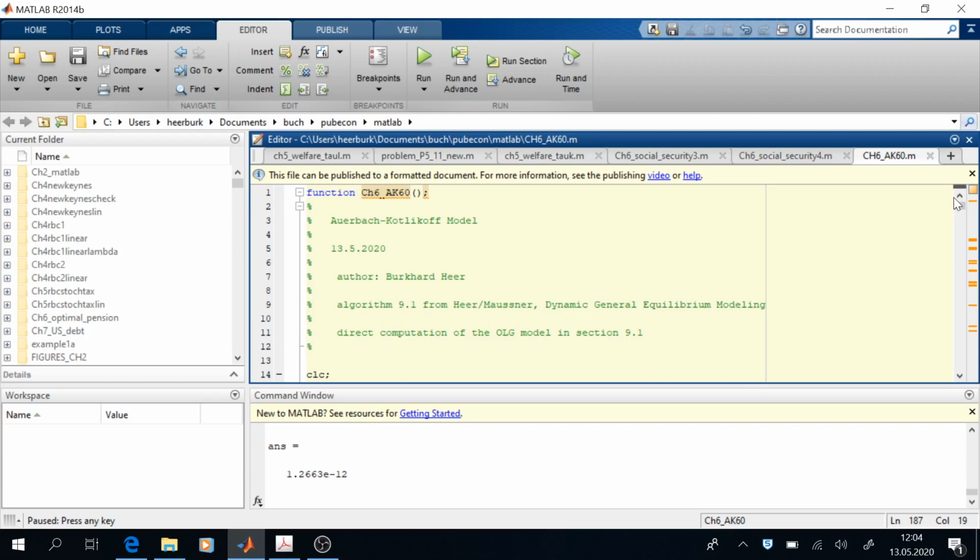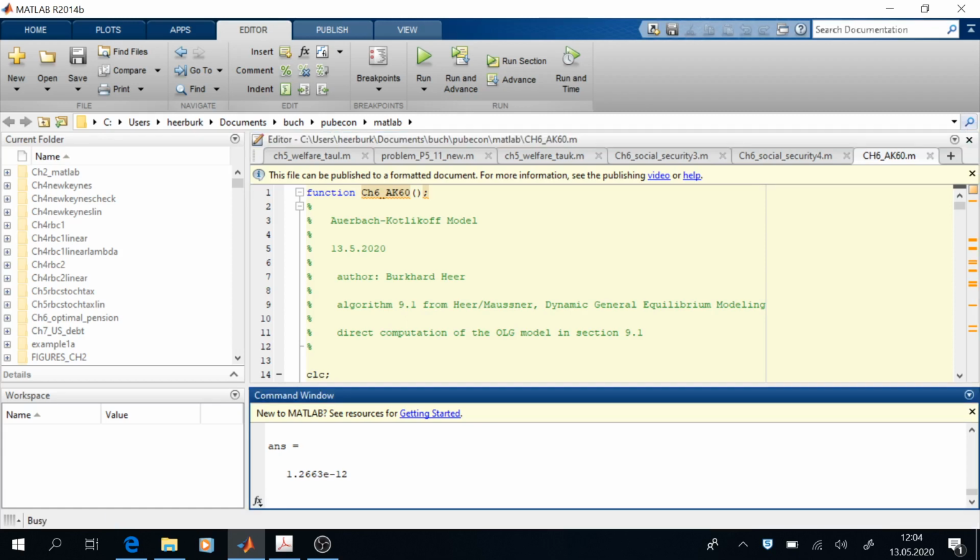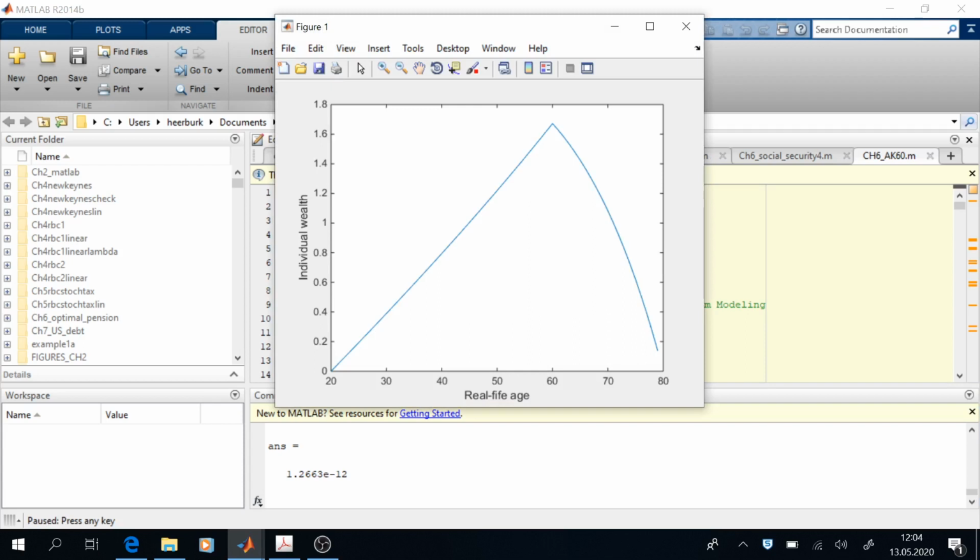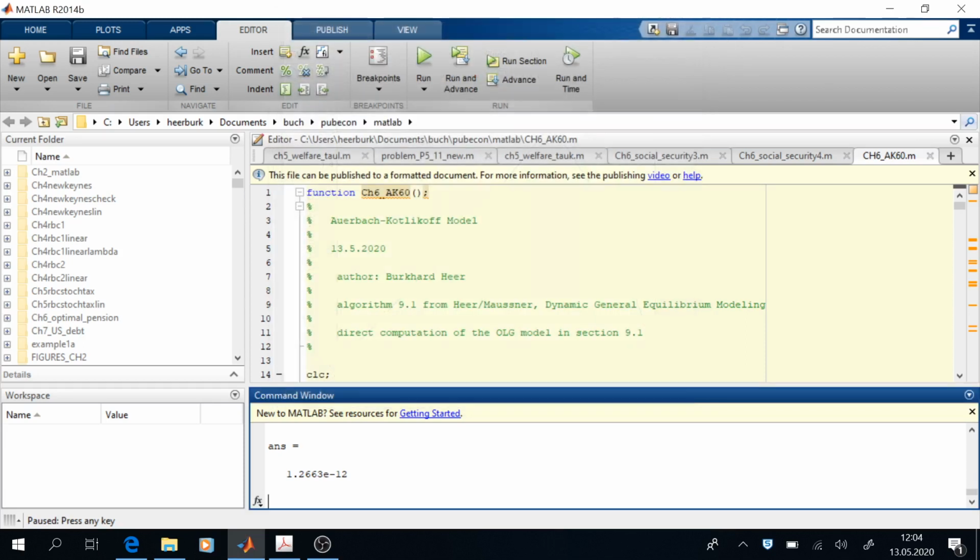When you first load the program into your editor, let it run. On my computer, it took about 2 minutes to compute the solution. I've already executed the program until the first pause statement, so this takes about 2 minutes until you get here. And then you should see the solution, the optimal wealth age profile, which I already presented to you when I introduced the model.